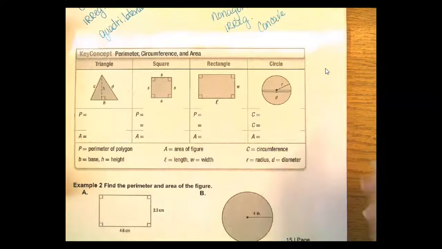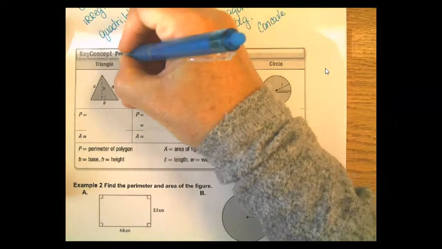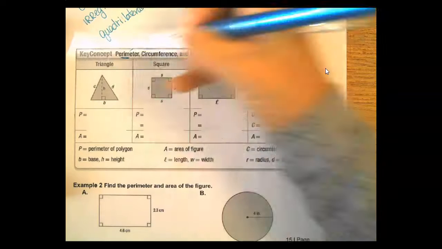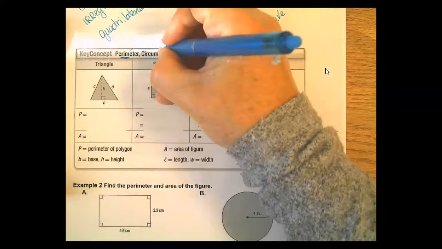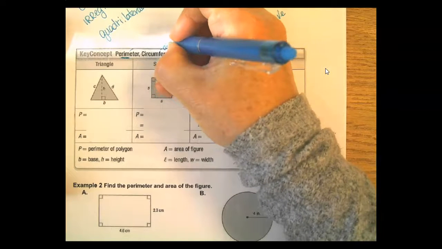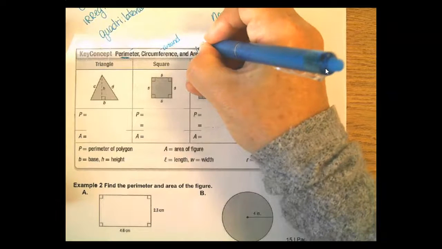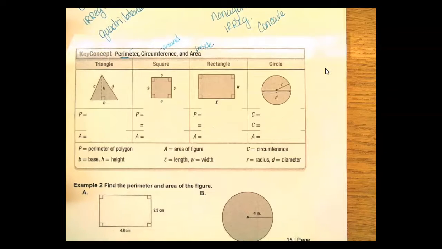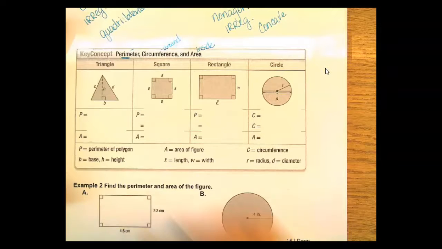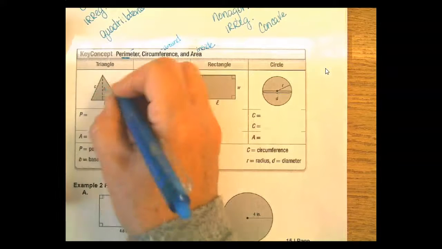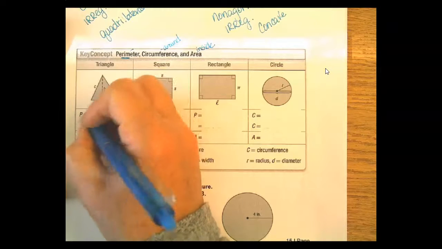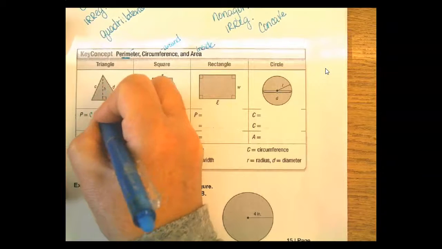All right. Next, finding perimeter, circumference, and area of our different shapes. First of all, perimeter is rim, so the outside. Circumference is around. And area is inside. So for the perimeter of a triangle, you just add your sides: side plus side plus side, or C plus B plus D.